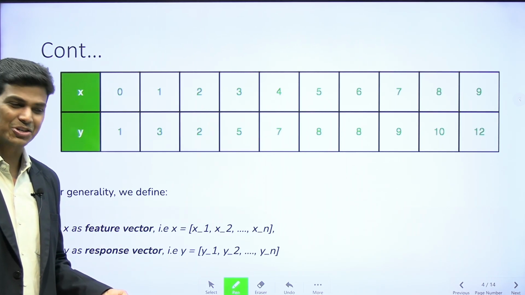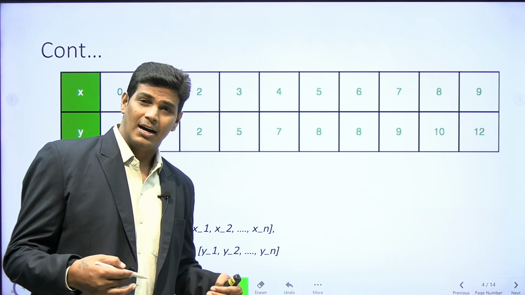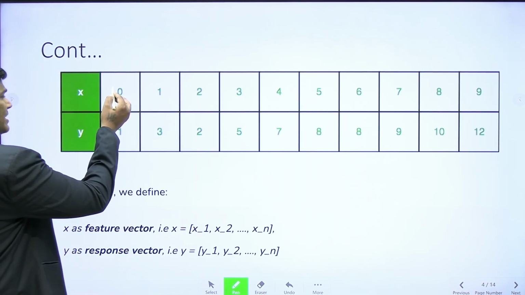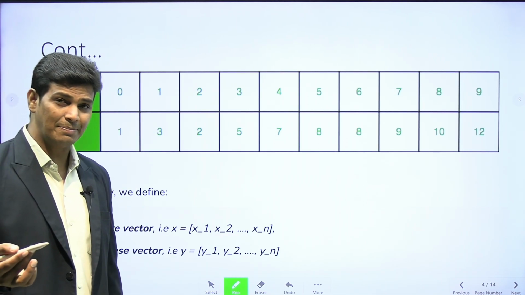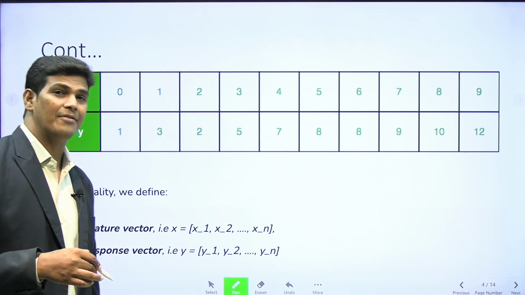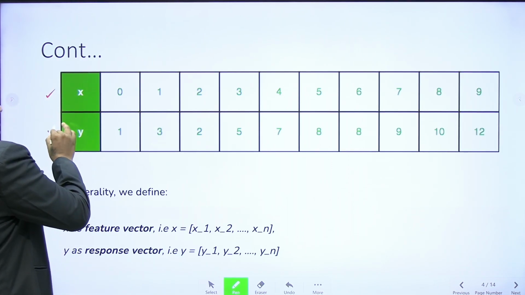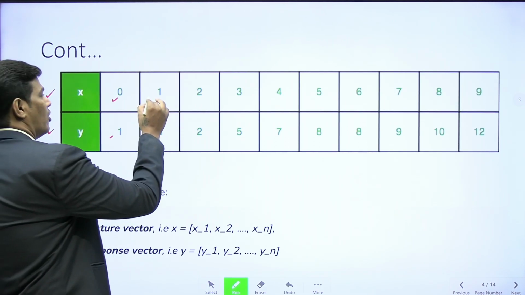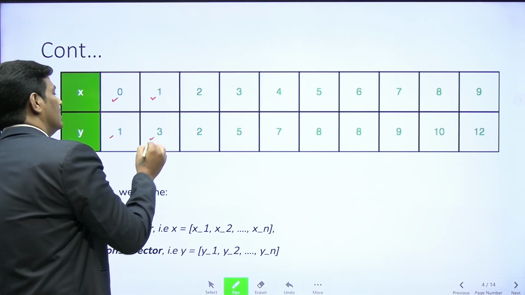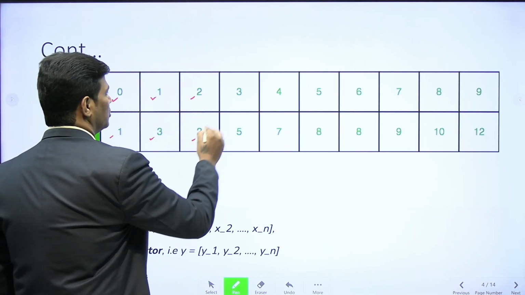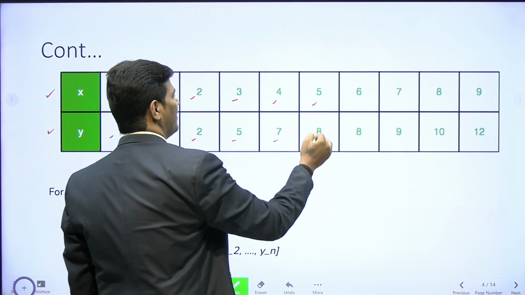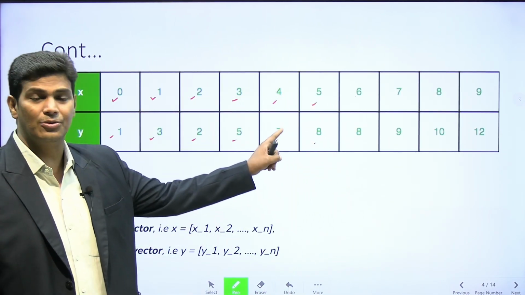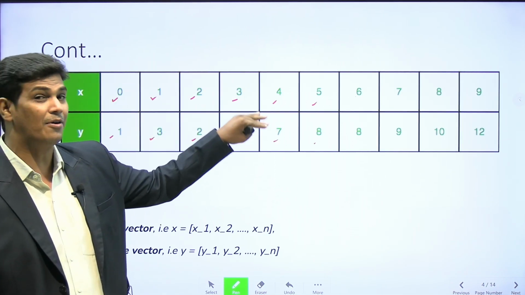In simple linear regression, we have a single feature by which we can predict the value of the dependent variable. Again, it is a supervised machine learning concept, because in supervised machine learning we have a variable x and a variable y. For x equal to 0, the value of y is 1. For x equal to 1, the value of y is 3. Then 2 and 5, 4 and 7, 5 and 8, 6 and 9, 8 and 10, 9 and 12. So for each and every value of x, we have its corresponding value of y.